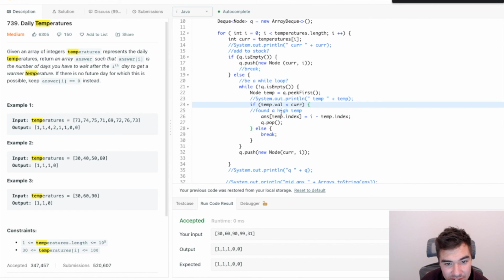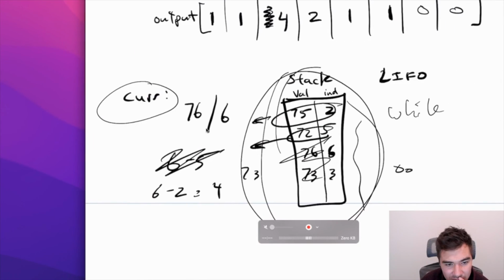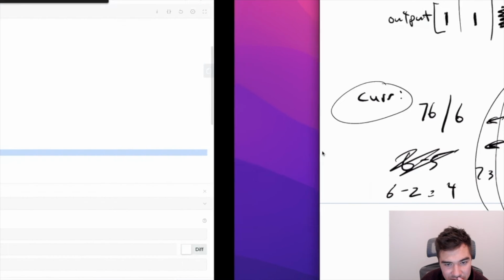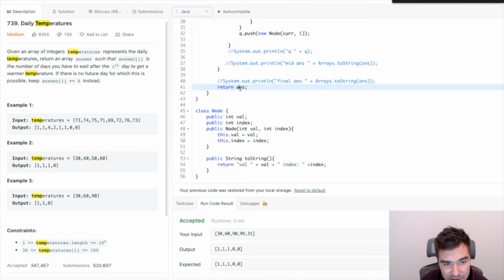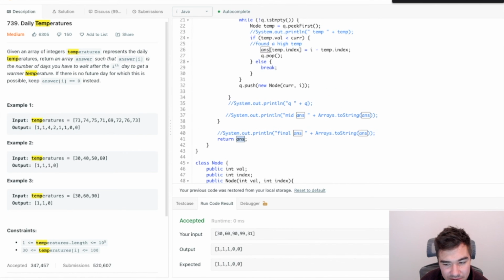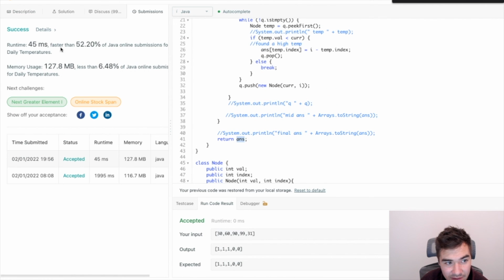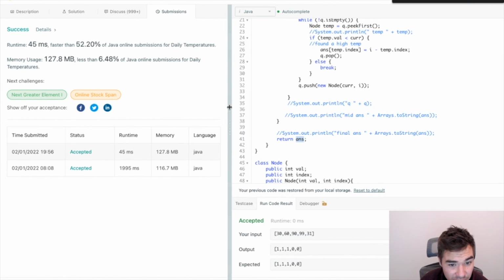Okay, and then if we didn't find a higher temperature, we break from the queue because we know that none of them under that are going to help solve our problem. So then we just push that new element, let's say it's 76 here, onto the stack. And we keep going through and then eventually return answer. So I was able to submit this and I was able to get 52% faster than other online submissions, which I think is pretty good.